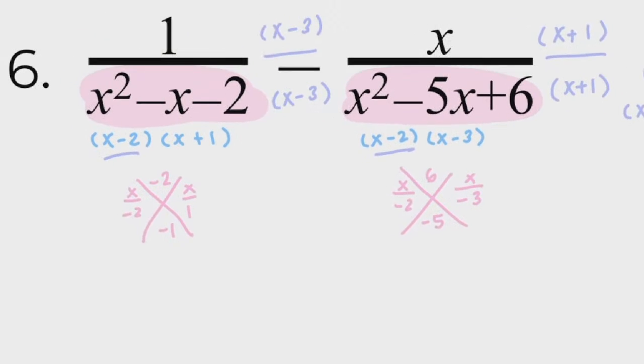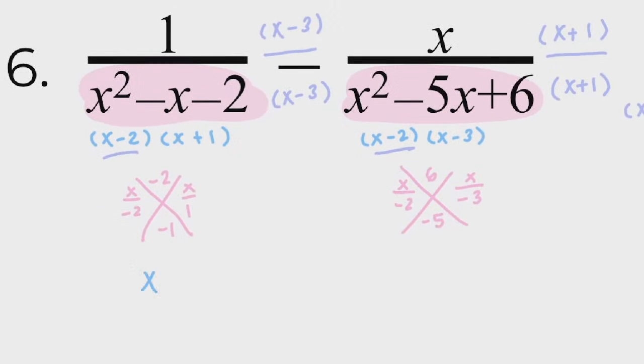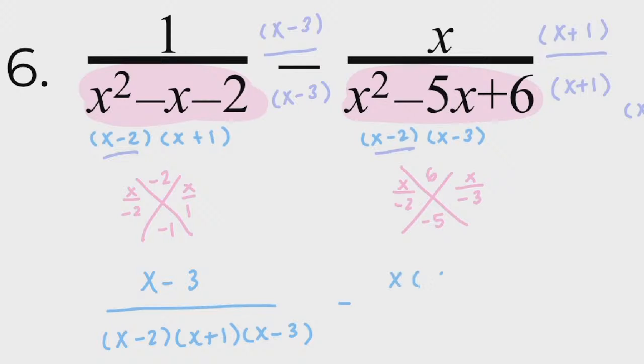So for the first term, the numerator is going to become x minus 3, because 1 times x minus 3 is x minus 3. And we have our LCD as the denominator. And in the second fraction, we have x times x plus 1.